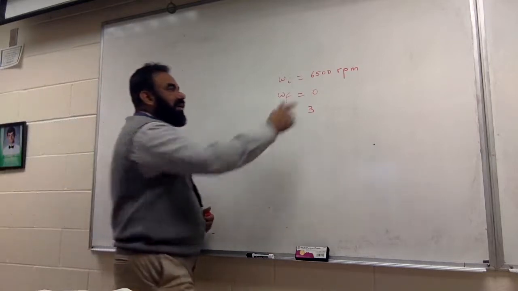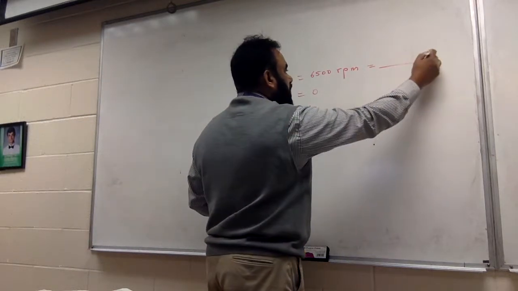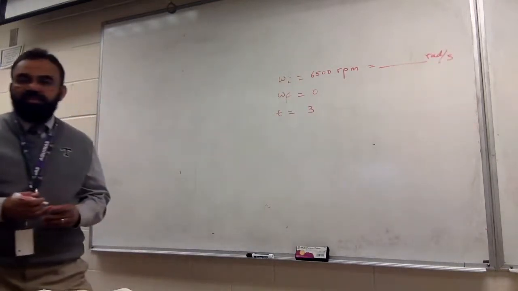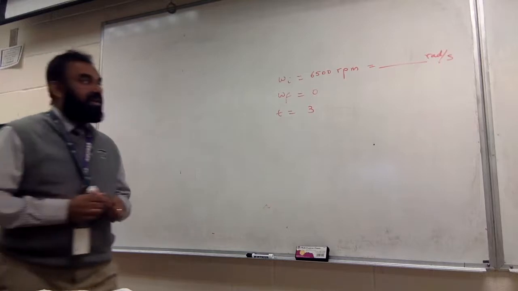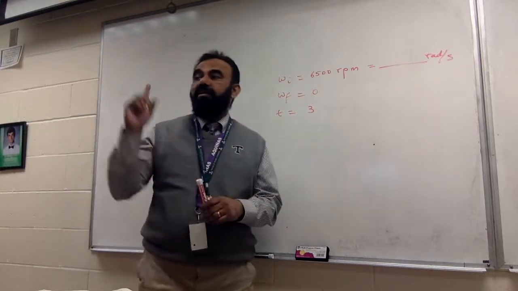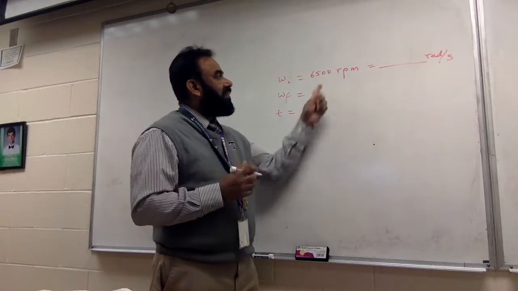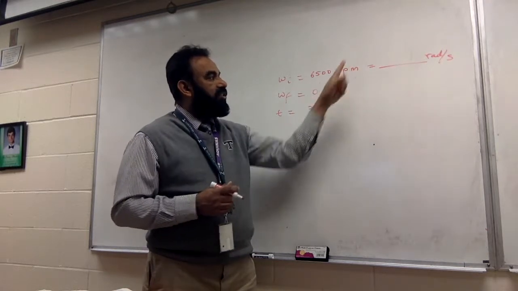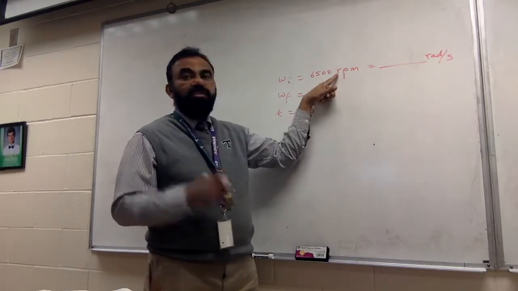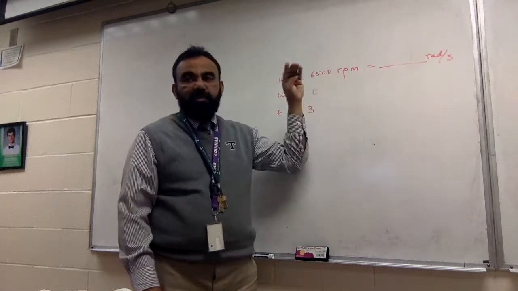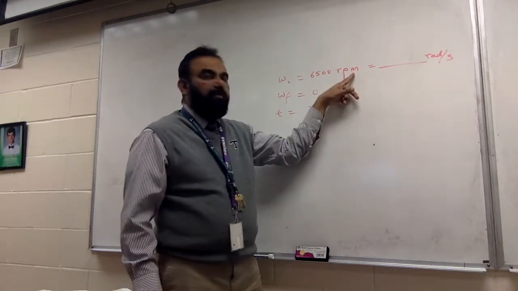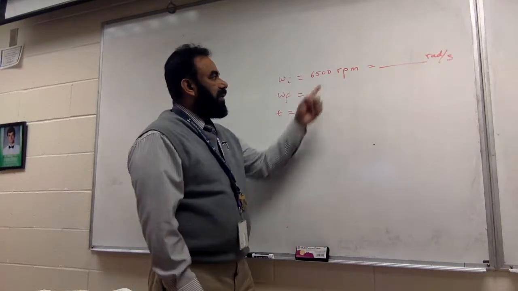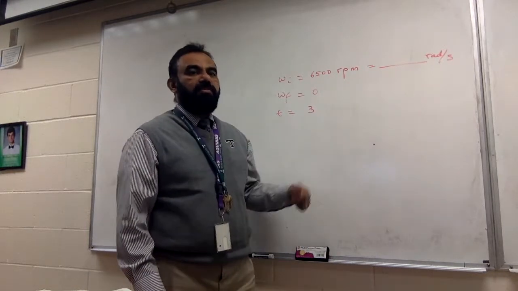You need to convert RPM to radians per second, because you can't work with RPMs, because that's not an SI unit for omega. So how do you convert revolutions per minute to radians per second? Each revolution is 2 pi radians, so multiply by 2 pi. And then per minute to per second, divide by 60. So multiply by 2 pi and divide by 60, and that should be the radians per second.